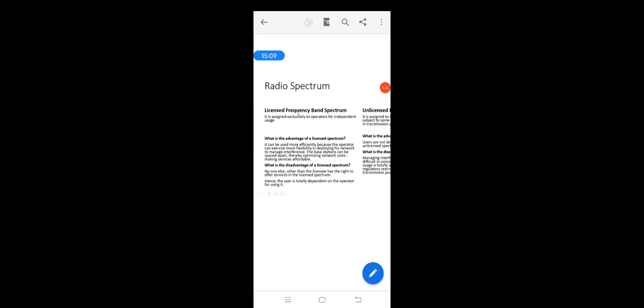So what are the advantages of licensed spectrum? It can be more efficient because the operator can exercise more flexibility in deploying his network to manage interference, and there is less interference because we are paying for it and we have been assigned that particular band, so this user can only use this portion of the band. The base stations can be spaced apart, thereby optimizing the network costs and making service affordable.